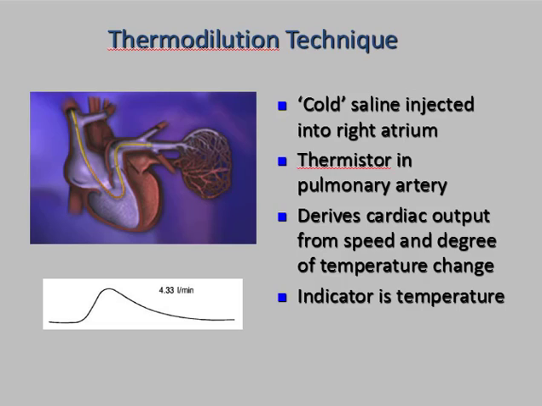Let's have a look at this slide showing the thermal dilution technique. The thermistor detects the change in temperature of blood as that bolus of cool saline courses through to the pulmonary artery. And it uses that change in temperature over a fixed time period to derive a cardiac output from the speed and degree of temperature change. And the indicator in this case is temperature. And this is the thermal dilution curve that it generates and gives us a number. And the thermal dilution technique is as simple as that. That's why it's favored by so many.